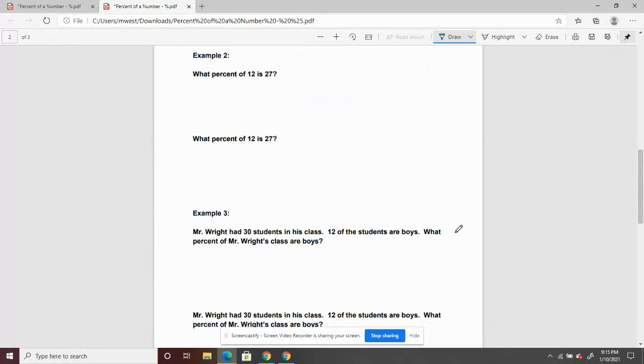Our next problem, what percent of 12 is 27? So we're going to start off with line equals line and our 100. That's a given. Of 12 is 27. All right, so we've got 27 over 12. When the part is greater than the whole, you know your answer is going to be over 100%. So when your part is higher than the whole, then your percent is going to be higher than 100.